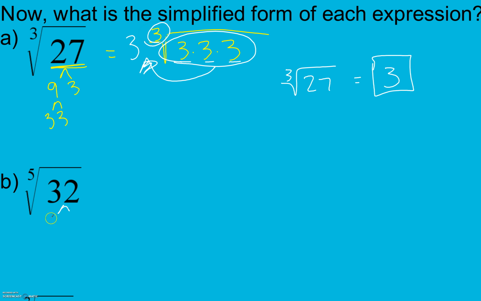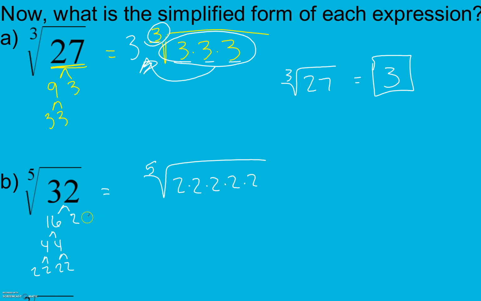Same idea here for b. Here I can take 16 times 2, 4 times 4, 2 times 2, 2 times 2. It doesn't matter how we break down 32, as long as it multiplies back to 32: 2, 4, 8, 16, 32, perfect. And it's all the way simplified. So here, I have 2 times itself 5 times. I'm looking for a group of 5 things, so I take out that group of 2's as just a group of 2's. So it's just a 2. 2 times itself 5 times is what gives me 32.